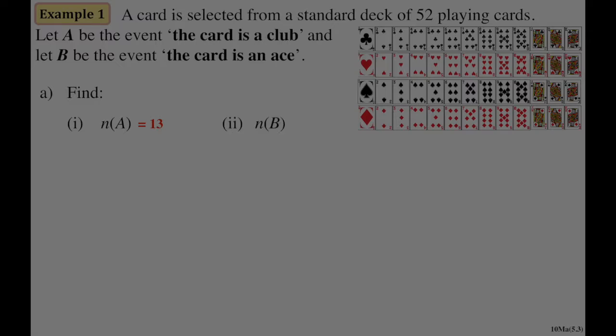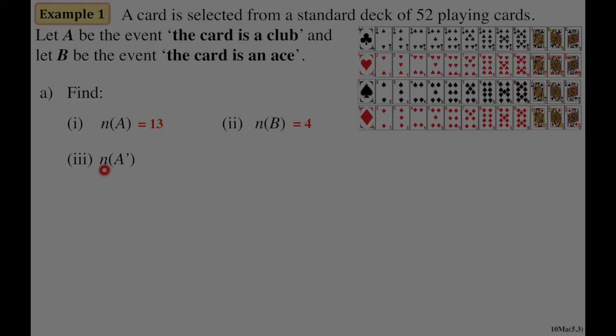Part 2 says the number of cards in Group B. Now remember, Group B is getting an ace. So this is really a fancy way of saying how many aces are there? 1, 2, 3, 4. There's our answer.